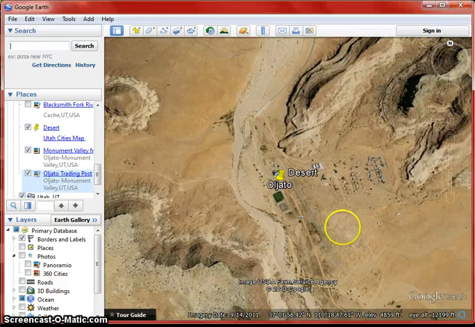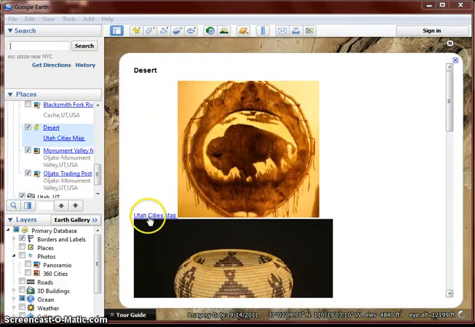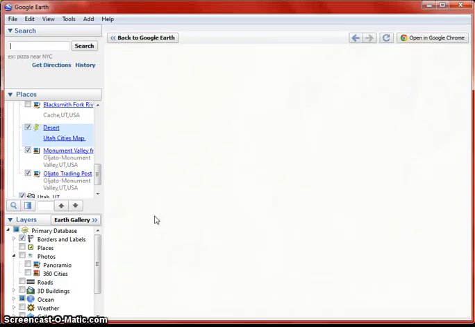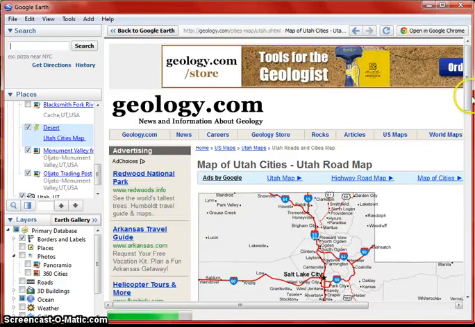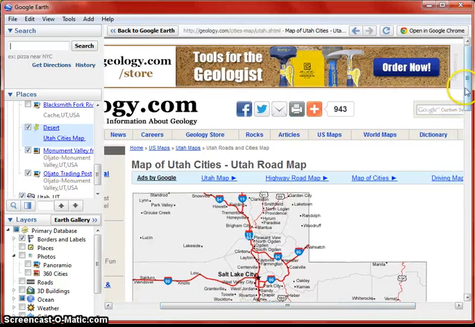After they did that, I would have them click on the pen right here and go to the hyperlink that says Utah Cities Map. And go ahead and let's look at this full map.